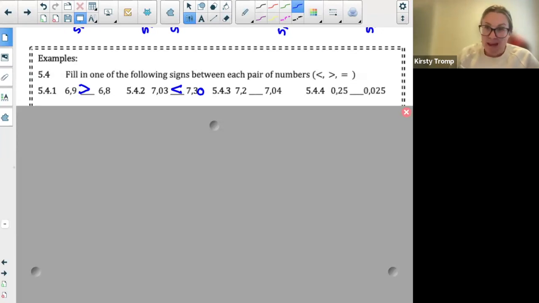Same thing again. 7 and 7 are the same. 7,2 and 7,04. The 7 and the 7 aren't going to help us. What is going to help us is making sure I've got the same amount of decimals on each side. So now I have 2 decimals on the 7,20 and 7,04. Which number is bigger, 20 or 4?